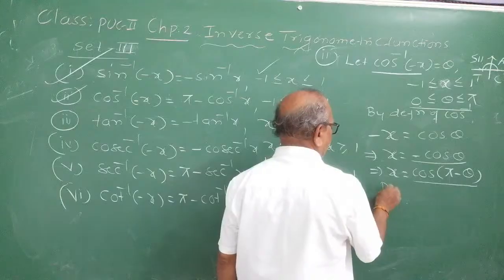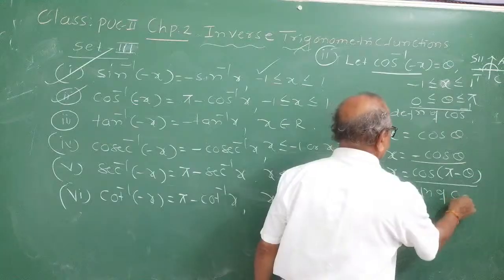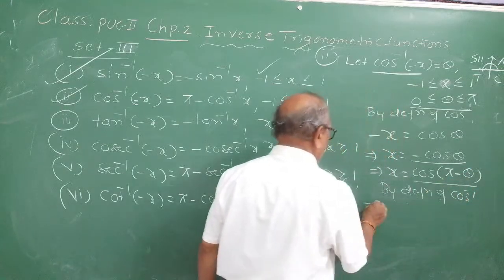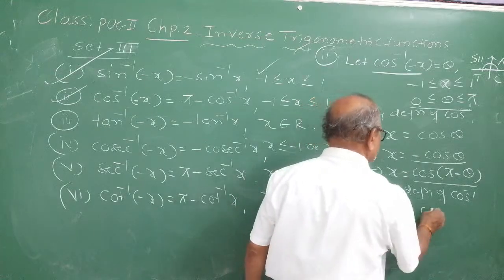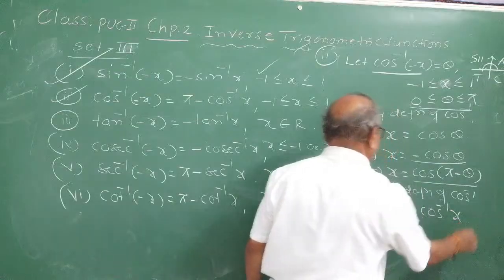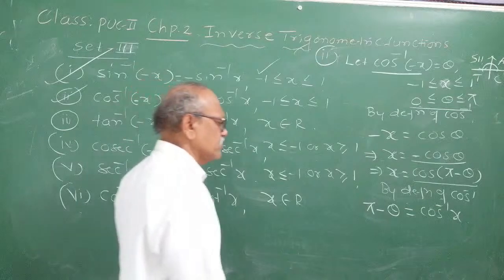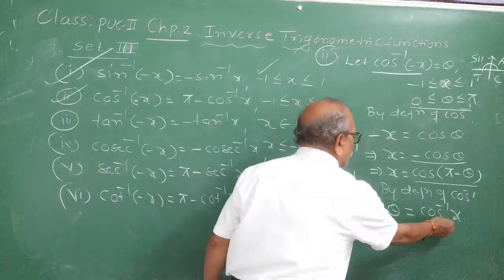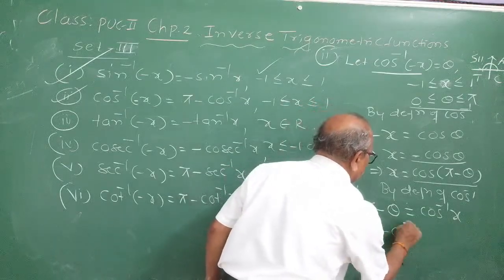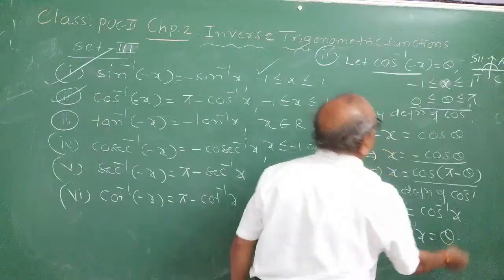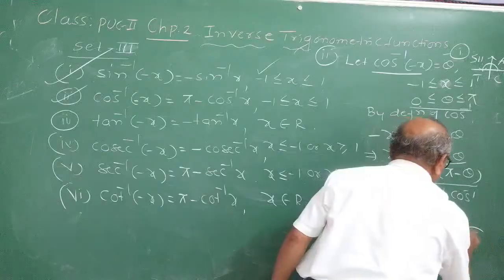So that implies by definition of cos inverse, you can write it as pi minus theta is equal to what? Cos inverse x. Do you agree with me? Pi minus theta is equal to cos inverse x. Right? You can take cos inverse x to the left and theta to the right. What do you get? Pi minus cos inverse x is equal to what? Theta. You call it as equation number 1. You call it as equation number 2.